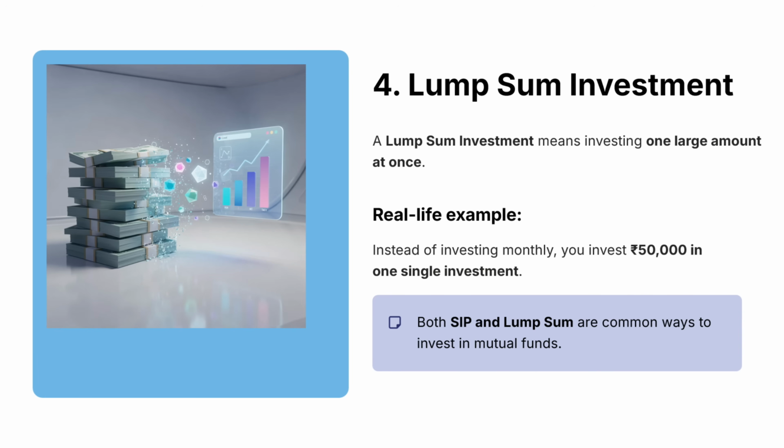Fourth one is lump sum investment. A lump sum investment means investing one large amount at once. Now we will see the real life example. Instead of investing monthly, you invest 50,000 rupees in one single payment. Both SIP and lump sum are common ways to invest in mutual funds.